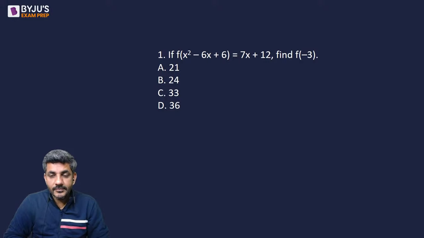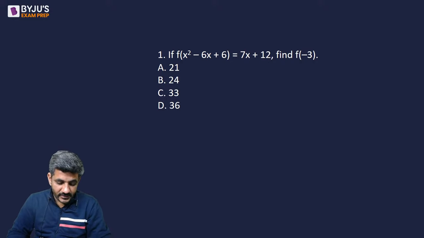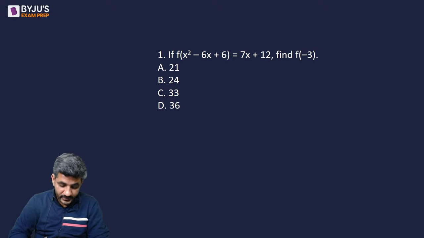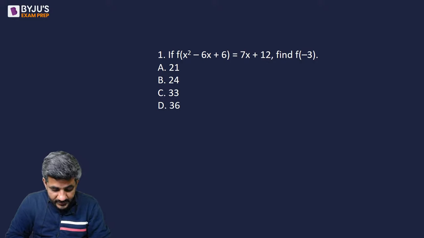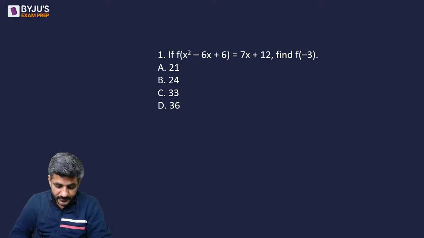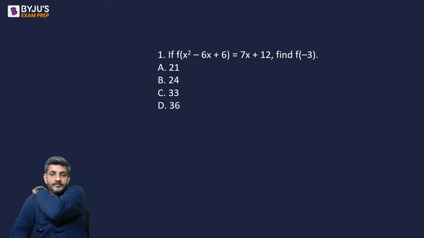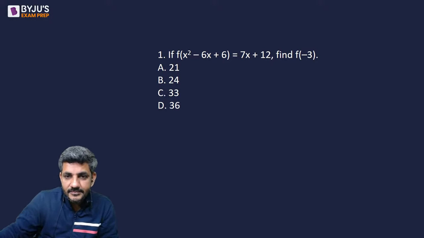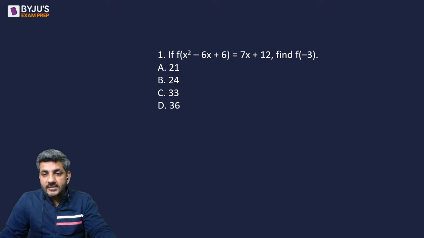Okay, Tanu, thank you. F of x square minus 6x plus 6 is 7x plus 12. So, what is f of minus 3? This is what the question is asking you. What is f of minus 3? I have not got an answer yet, so let's start solving it straight away.